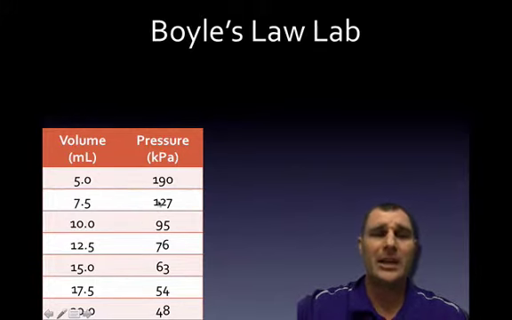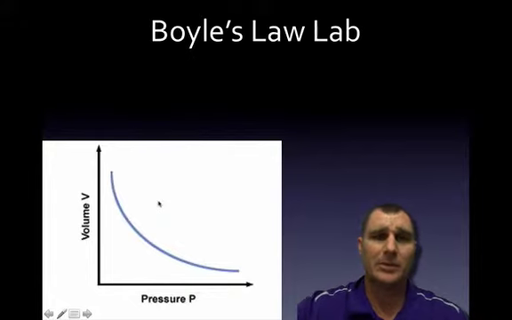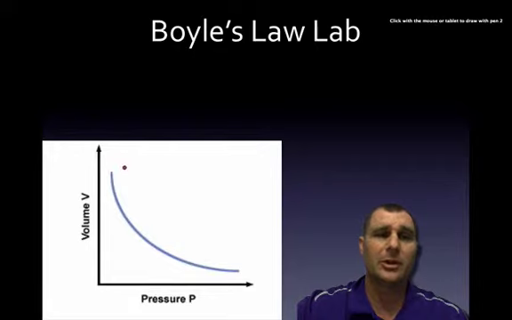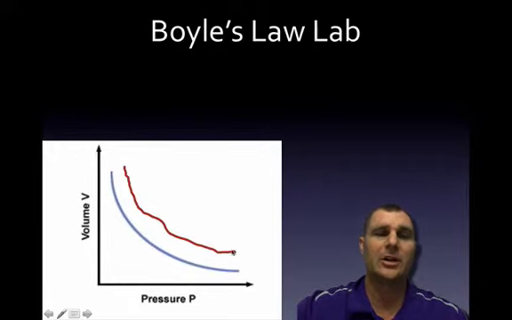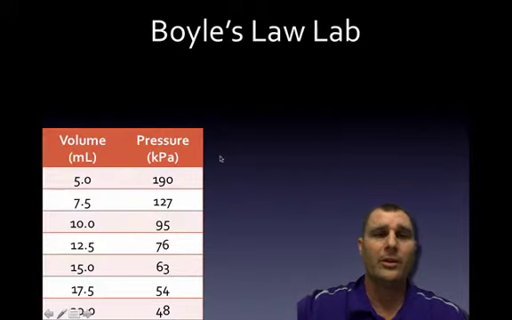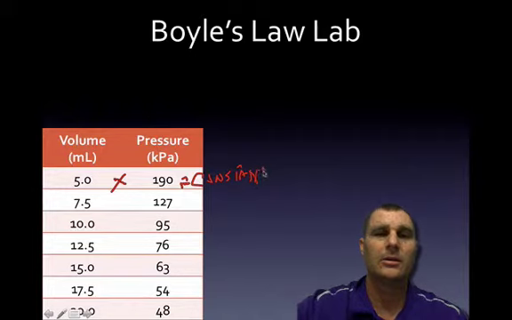Anytime you have an inverse relationship, not just volume and pressure, you're going to have this nice curve like this. One other thing that's pretty neat about an inverse relationship: if you take the two variables that are inversely related to each other and multiply them together, they are going to equal a constant.